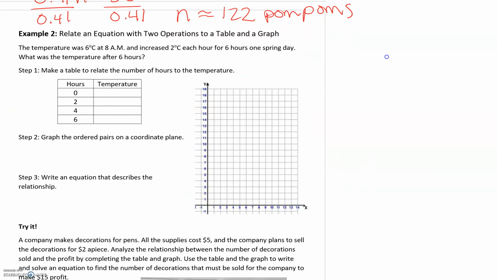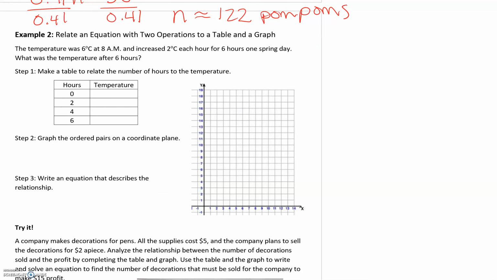Okay. So now going to example 2, it says here that the temperature was 6 degrees at 8 a.m. and it increased by 2 degrees each hour for 6 hours one spring day. What is the temperature after 6 hours? So again, we want to start here. So saying that 0 hours is at that 8 a.m. time. So at 8 a.m., the temperature is going to be 6 degrees.